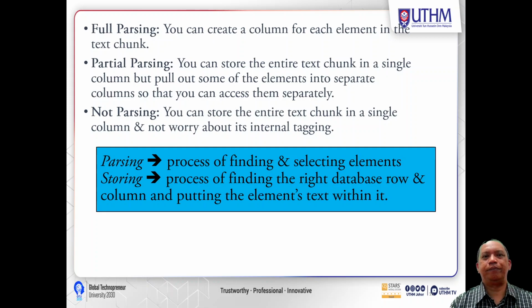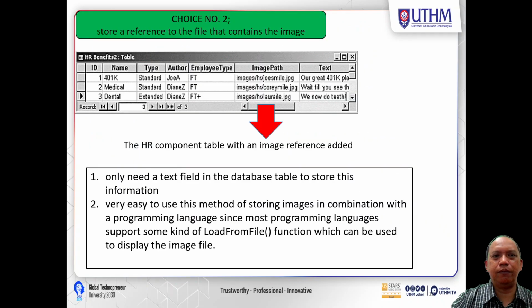Okay, I don't have a good example for this. Maybe I want to use this. For example, this is content that may be inside your CMS database. Maybe you have one column, the full parsing, where the data of name, author, employee type, image, and everything is inside one chunk. That means it's not separated, so full parsing is not recommended.